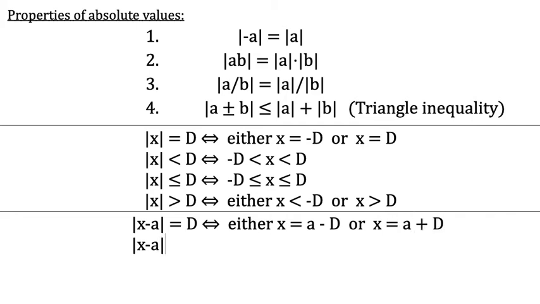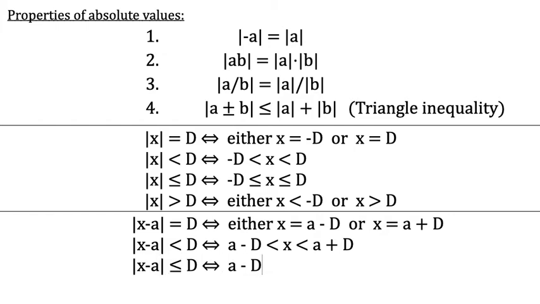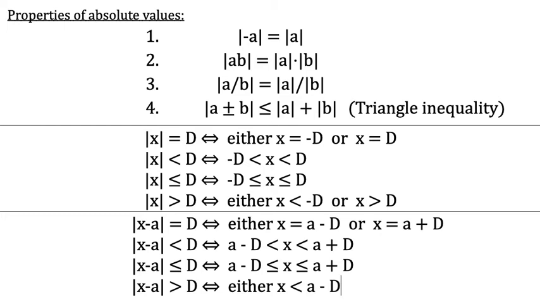The absolute value of x minus a is less than d if and only if a minus d is less than x, which is less than a plus d. The absolute value of x minus a is less than or equal to d if and only if a minus d is less than or equal to x, which is less than or equal to a plus d. The absolute value of x minus a is greater than d if and only if either x is less than a minus d or x is greater than a plus d.